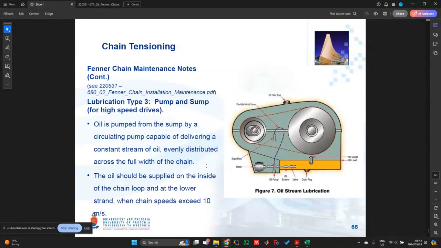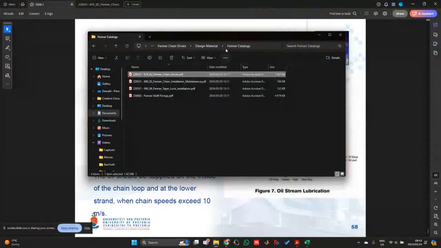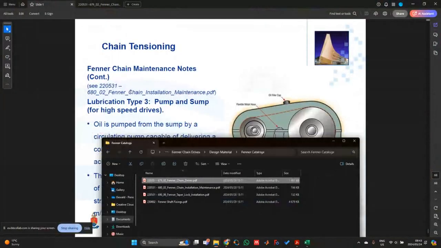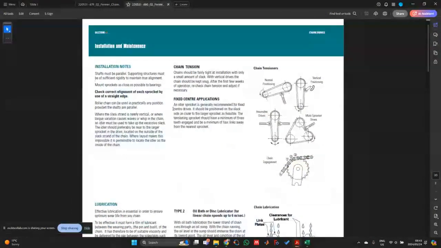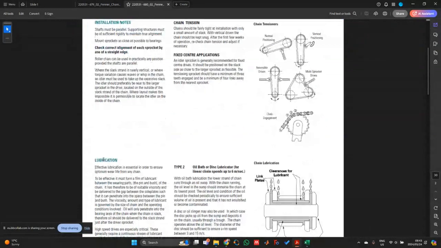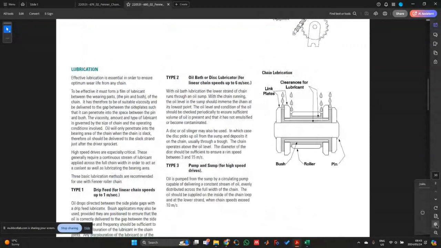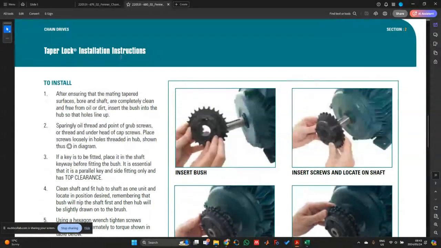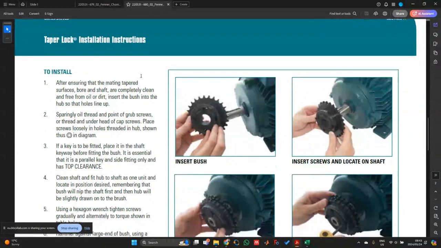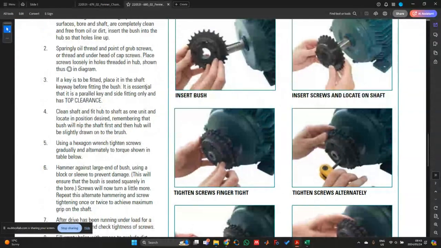Okay, so that's then the 3 lubrication types that we have, and also the last slide that we looked at for the Fenner chain drives. So to quickly just show you what the catalogs look like. You'll see over here we have Fenner chain installation maintenance. If we quickly go to that one, you'll see it just contains the same information that we just went through, the different installations with regards to chain tension, and then we also have this lubrication section over here. If I zoom in a bit, you can see the information over there. Then there's just some installation instructions with regards to the taper lock mechanisms as well. So just how you have to install these sprockets.